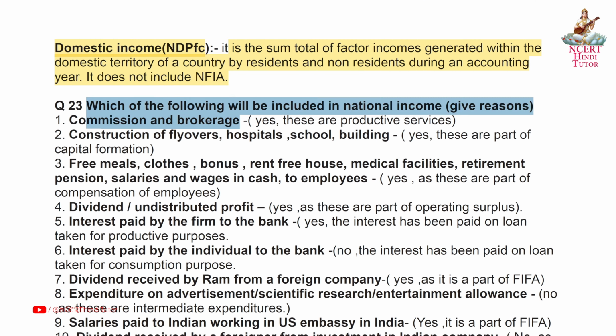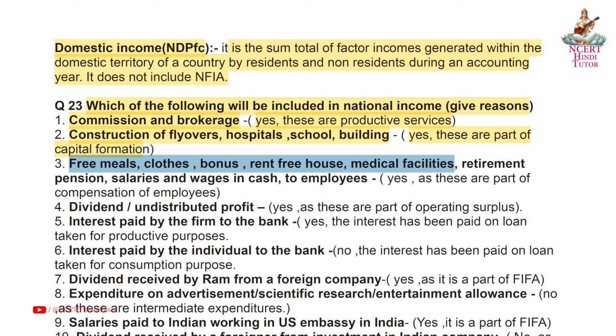Question 23. Which of the following will be included in national income? Give reasons. First, commission and brokerage. Yes, these are productive services. Second, construction of flyovers, hospitals, schools, buildings. Yes, these are part of capital formation. Third, free meals, clothes, bonus, rent-free house, medical facilities, retirement pension, salaries and wages in cash to employees. Yes, as these are part of compensation of employees. Fourth, dividend, undistributed profit. Yes, as these are part of operating surplus.